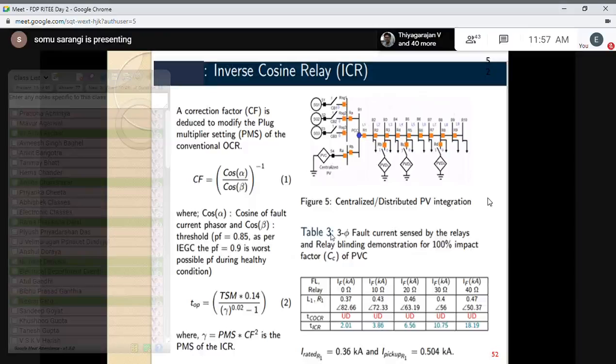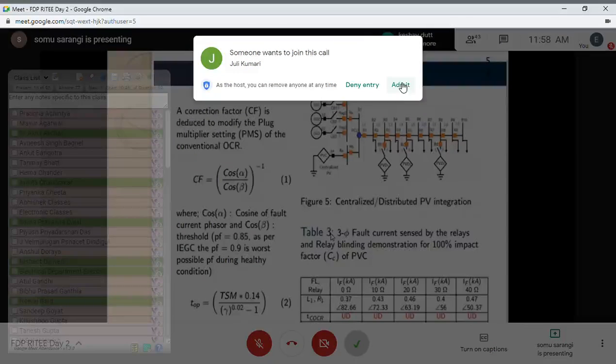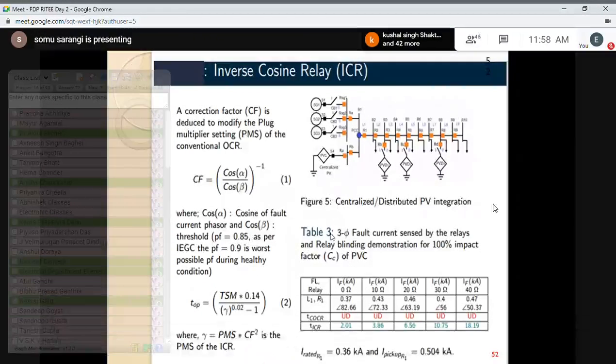So in this table, you can see the fault current for R1. According to the fault current for R1, the overcurrent relay is unable to detect the fault. But with this inverse cosine relay, now we can detect the fault. This is the benefit we get by using an inverse cosine relay.